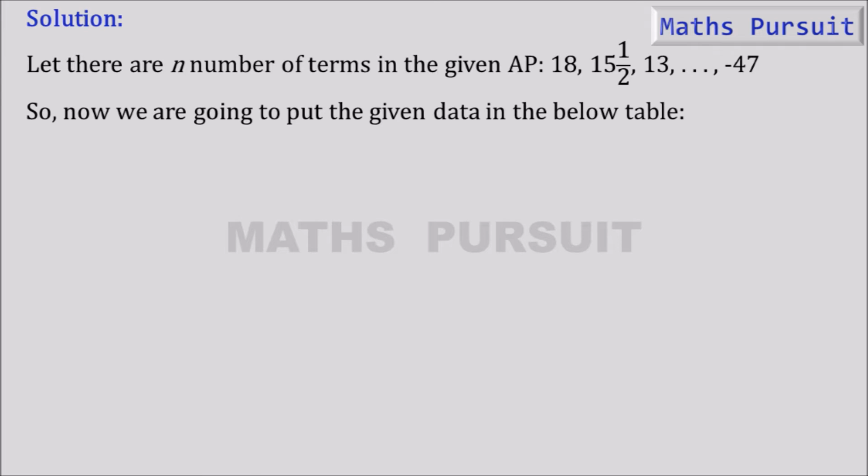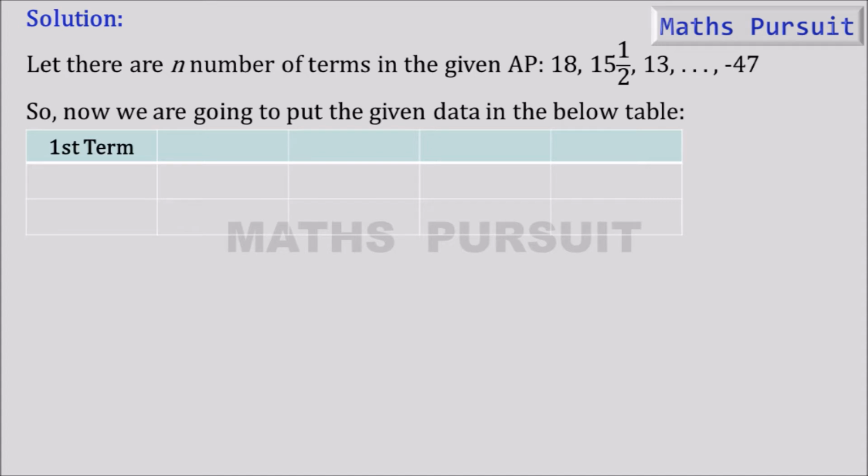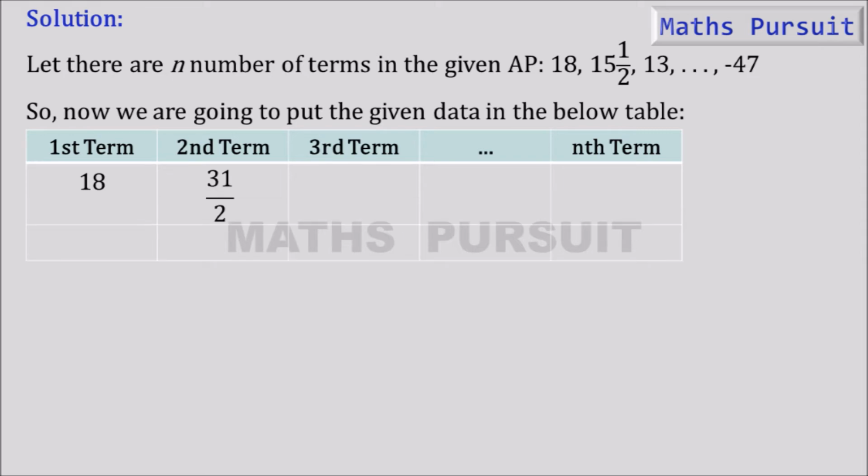Guys, as usual, I have created a table and I'm going to put the above number sequence in this table. So for this reason, I have created a 5-column table with 3 rows, naming first term to the first cell, second term to the second cell, third term to the third cell, leaving the fourth cell blank, and nth term to the last cell. Now putting 18 under first term, 31 by 2 under the second term. 31 by 2 means if we solve 15 1 by 2, we get 31 by 2, and 13 under the third term, leaving one cell blank, and minus 47 under the nth term.